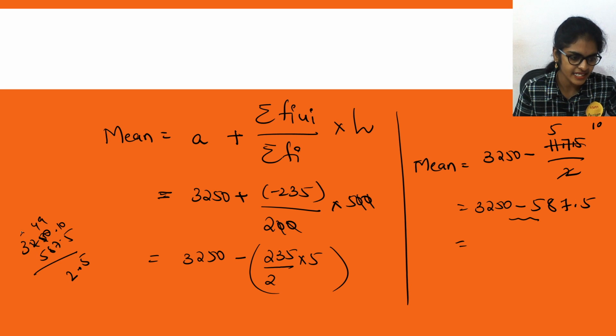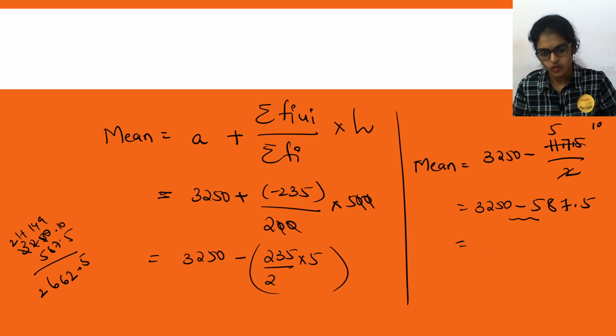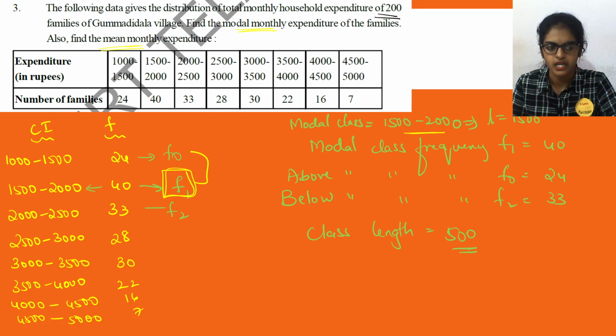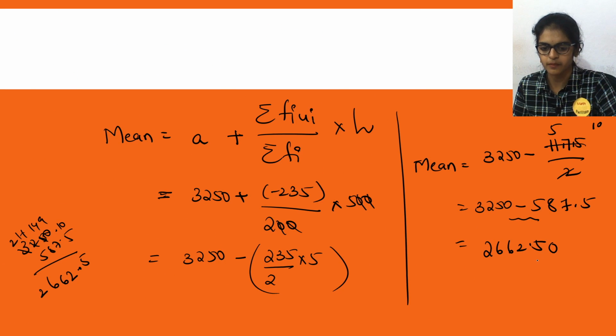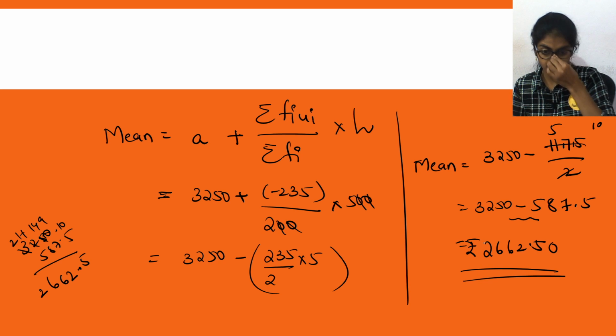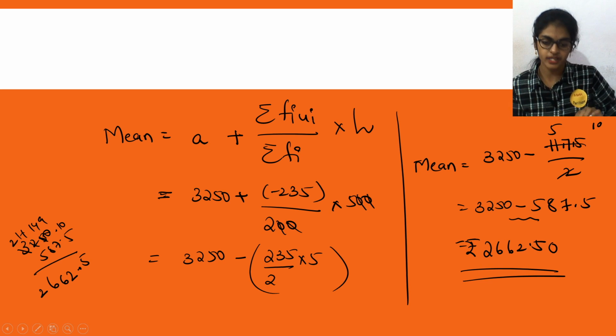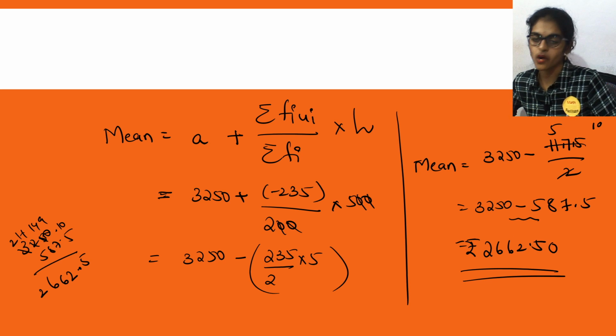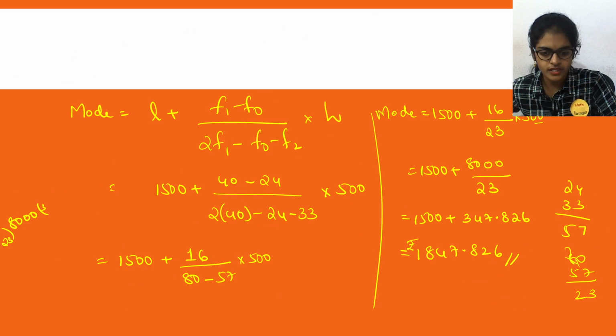Now 4 minus 8 I cannot, so I have to borrow. So this is 14 minus 8 is 6. And again here also I have to borrow. So this is again 6 and 2. So I have 2662.5. The .5 is nothing but 50. Since this is in rupees, .5 is nothing but 50 paise. Or I can say the mean is nothing but 2662.50 rupees. And what was the mode we got?